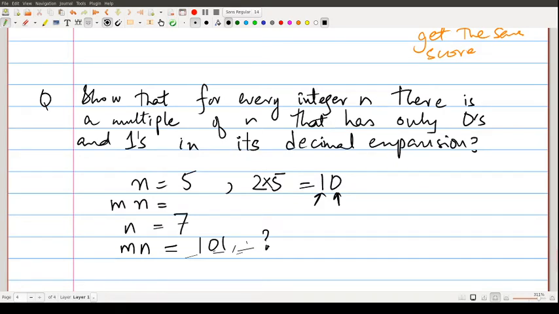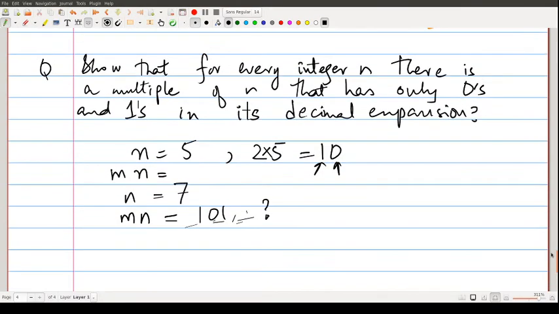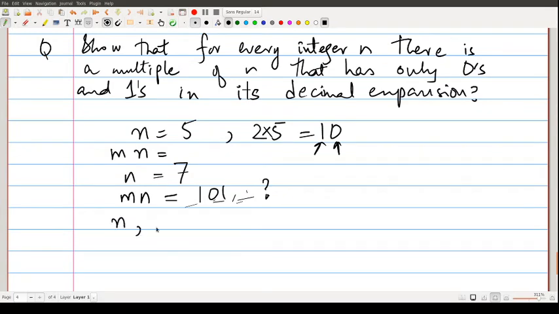Now, how do you prove this? At first glance, this doesn't seem like an easy problem, because we are asserting that for every integer, some m times n can be written as 1, 0, 1, 1, 0, and so on. And we don't even know which integer, we don't even know how many digits we have, what's the size or the order of this multiple, so we don't know how to do this, right? And so how do we prove this?